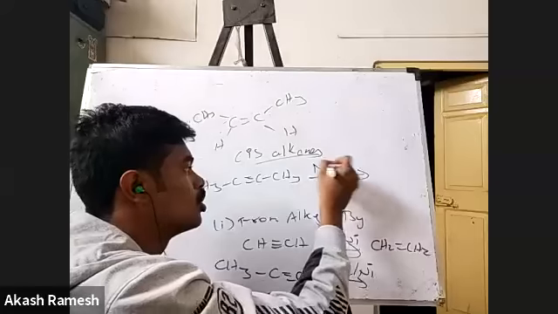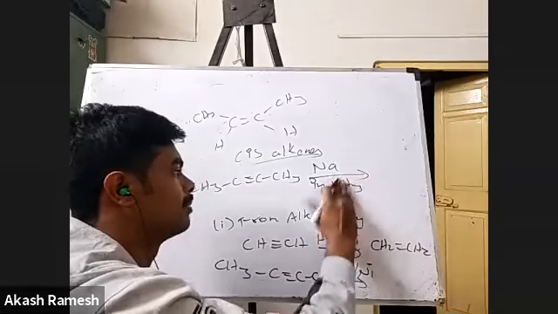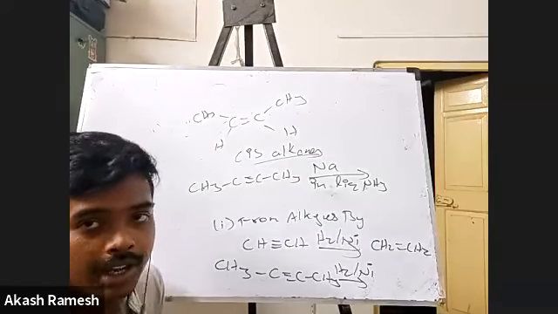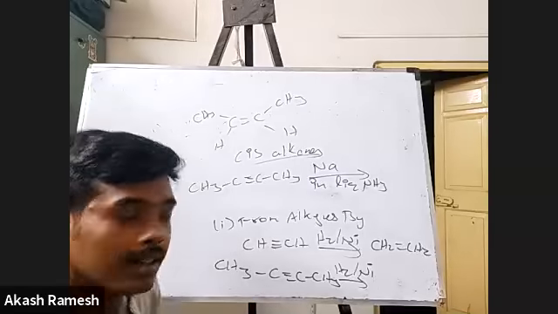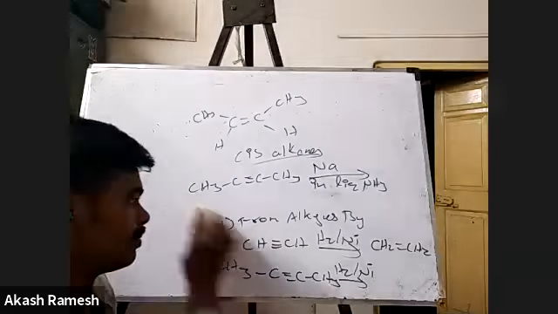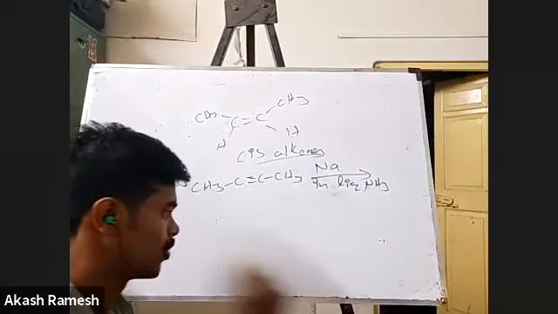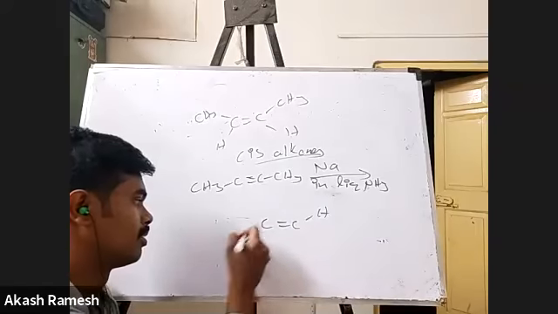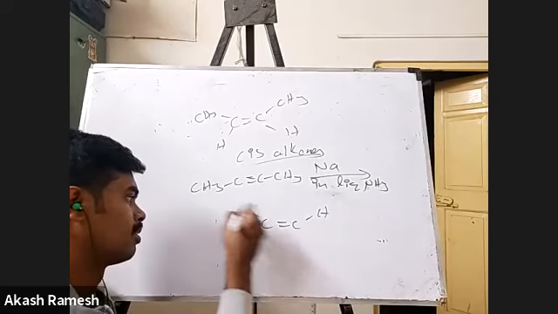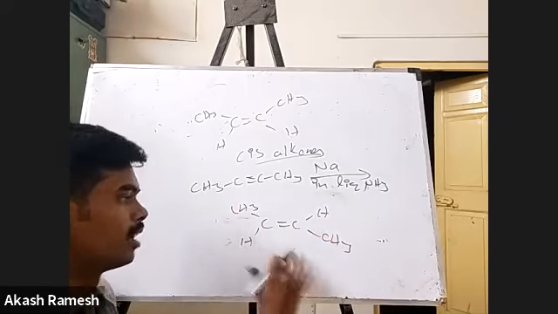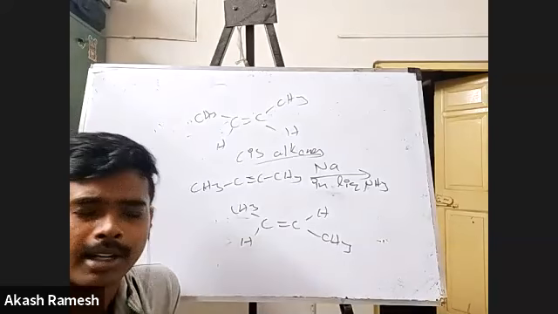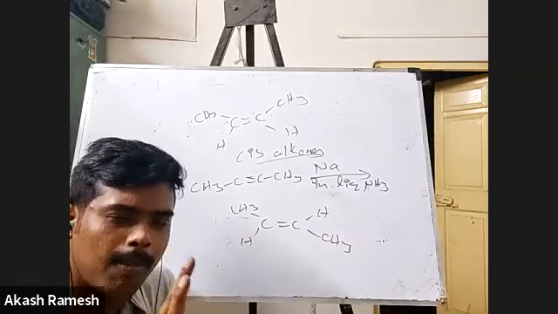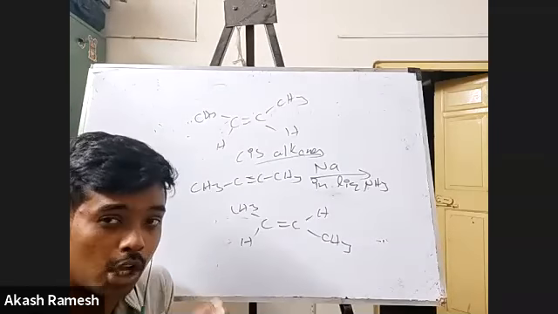now if you go for sodium in liquid ammonia, what will happen is you will get the trans product. You will end up with the trans product. Now you can ask me, sir, why is it happening like this? The reaction mechanism is a little complex. If I explain it, maybe it will blow your mind.